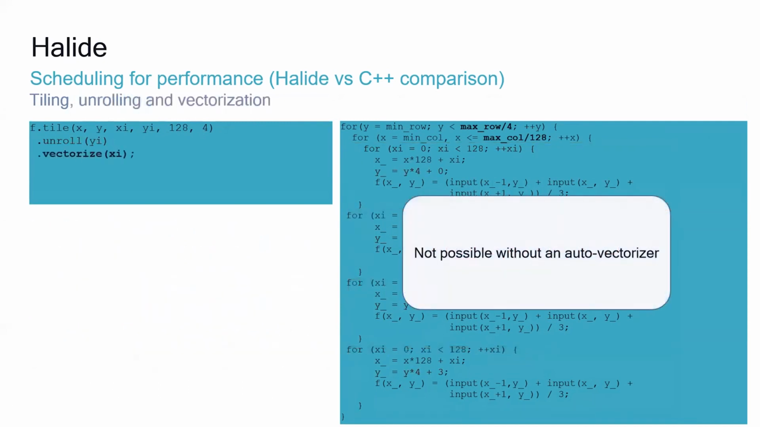And if he or she has to vectorize it, this will not be available in C++ without an auto vectorizer. And even with an auto vectorizer, it is not very simple. So Halide is a domain specific language for image processing. So it's basically a language.